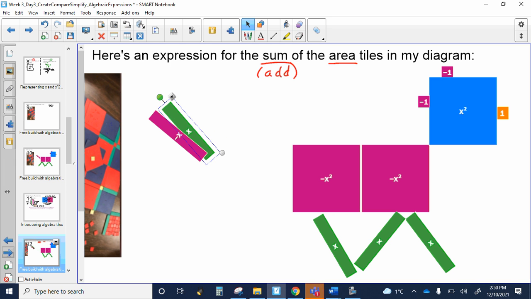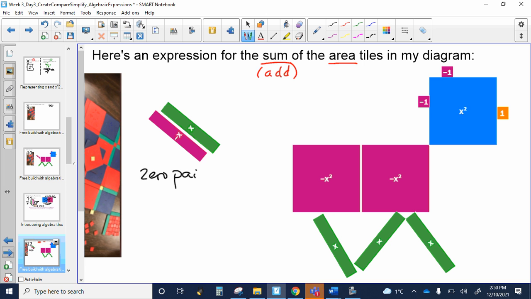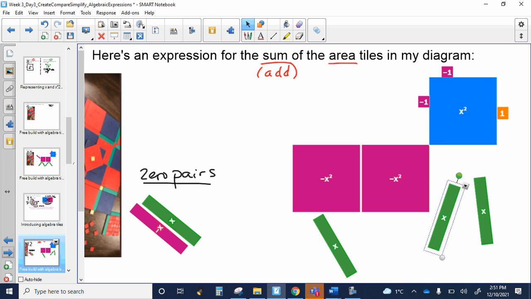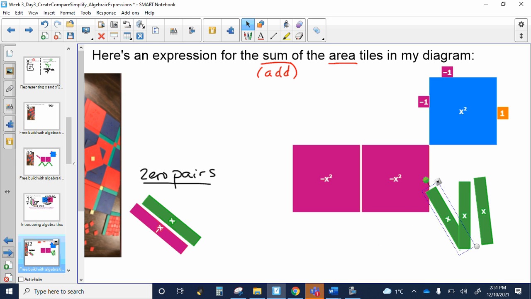Okay. So realize that these two are zero pairs. So I'm just going to categorize this. Call it like the trash bin, or maybe the zero bin, I guess. I'm just going to put these over here. So there's a zero pair. Okay. Now what else do we have? We have no other negative x tiles, so these can be on their own. So let's move these together like that, and I'll let those be.